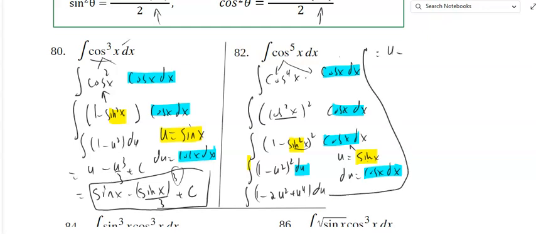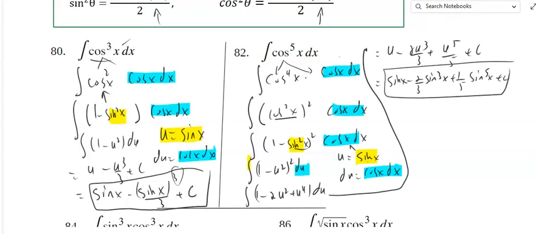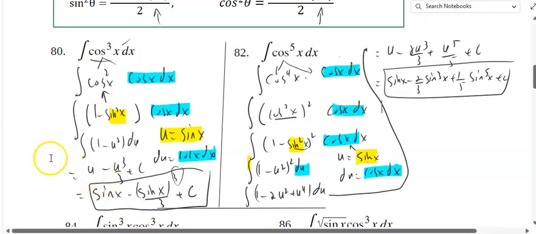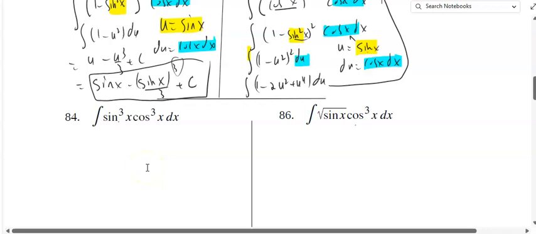That is u minus 2u cubed divided by 3 plus u to the fifth over 5 plus c. U was marked in yellow, so replace it back, and there it is. Now, this is if you have a sine or cosine by itself. I did cosine twice, that's okay.